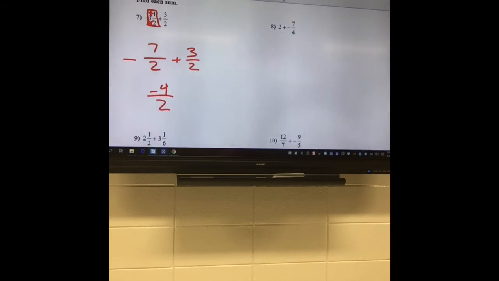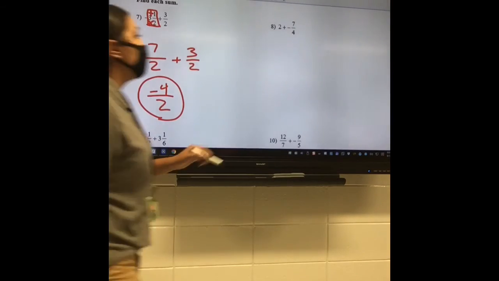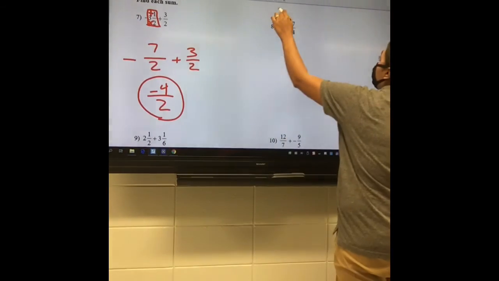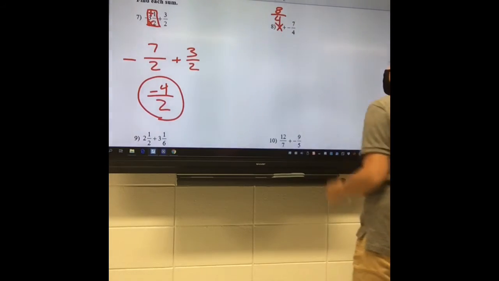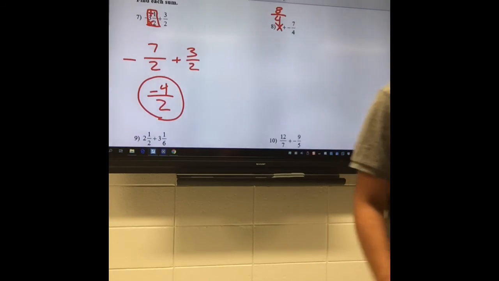Now, I'm well aware that 4 over 2 is just 2. 4 divided by 2 is just 2. Leave it improper. Leave it just like that. Circle it and be done with it. Before I forget, convert this one. It's really 8 over 4. I just did it for you. Change the 2 to an 8 over 4.